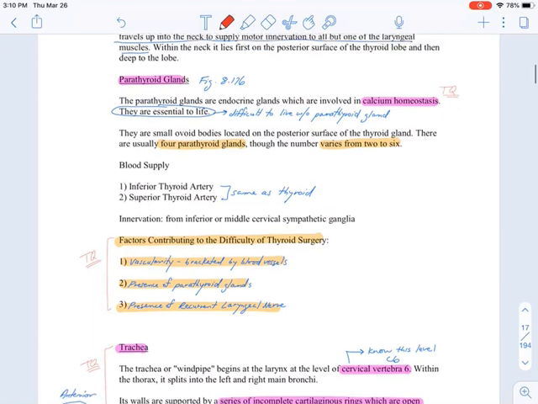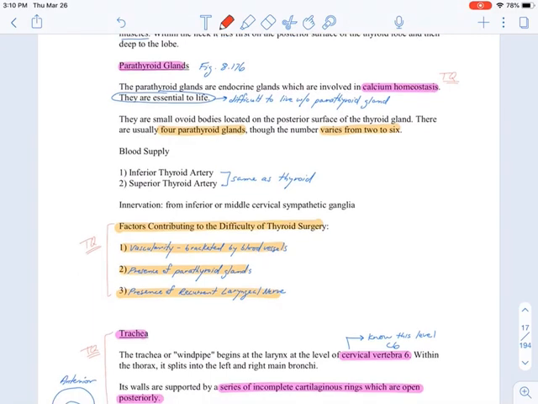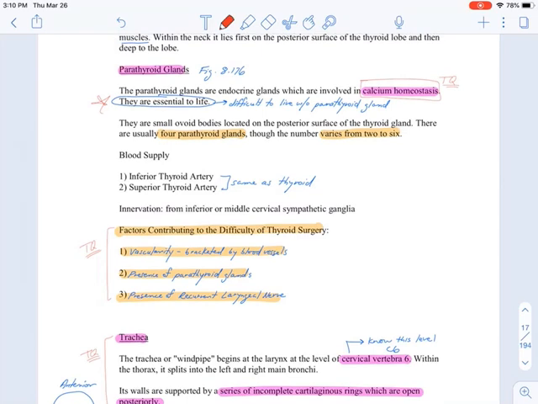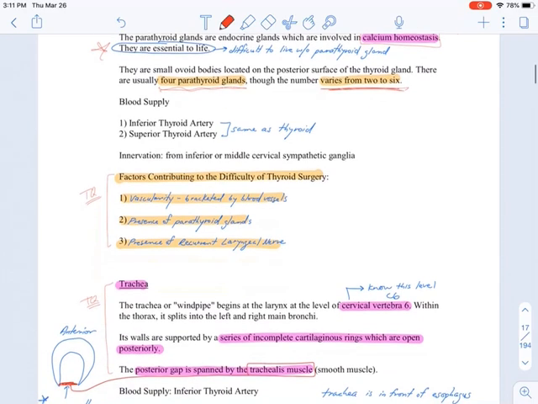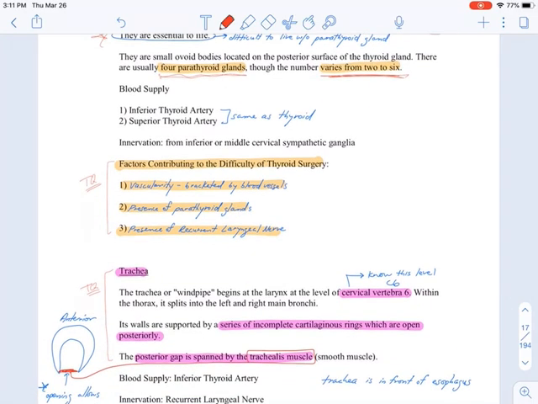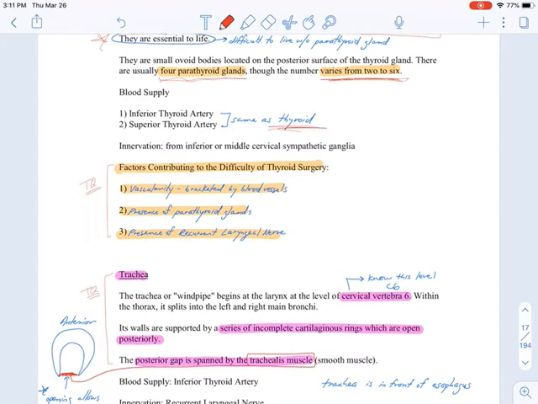Next, we are going to hit on our parathyroid glands. These guys are essential to life. The reason they're essential is because they play a pretty decent role in your calcium homeostasis. Typically, you'll have 4 parathyroid glands, but that number can vary from 2 to 6. It has inferior thyroid artery and superior thyroid artery as its blood supply, which is the exact same as your thyroid.